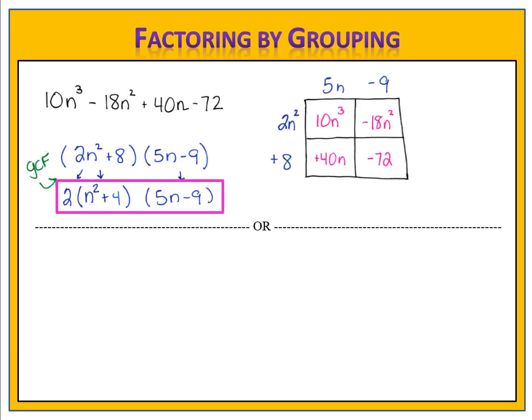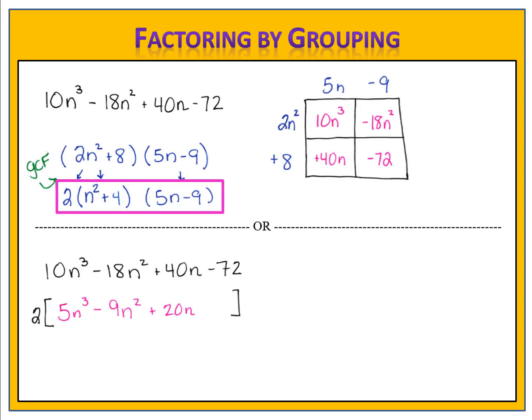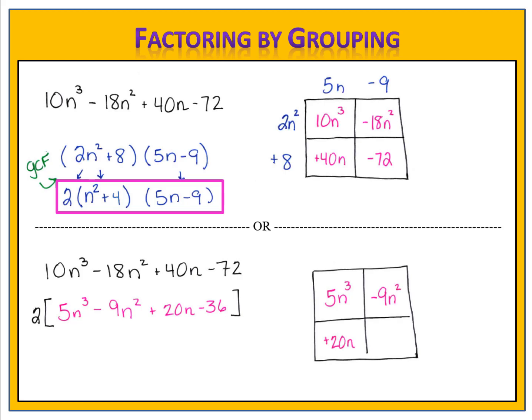But there is another choice. We could choose to factor out the common factor in the beginning, dividing each of these terms by 2. So we have 5n to the third minus 9n squared plus 20n minus 36, all of that times 2. And then we could take that pink polynomial and follow the process for factoring by grouping using the grid. Again, putting the terms in the grid, finding the greatest common factor of the top row, in this case n squared, and then using multiplication to fill in the numbers around the grid.